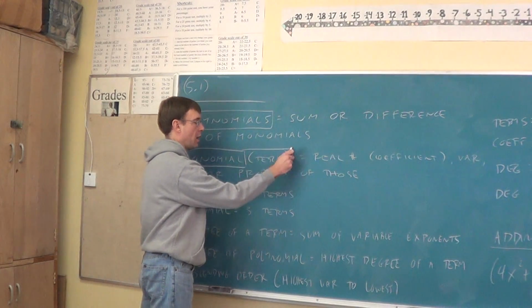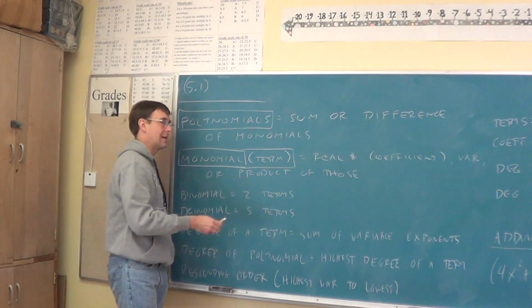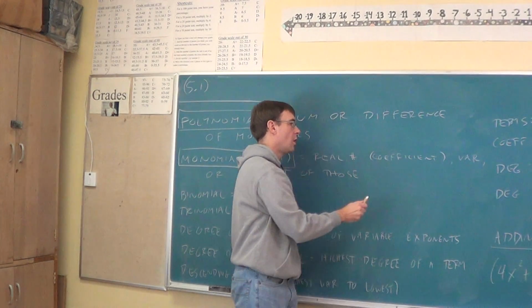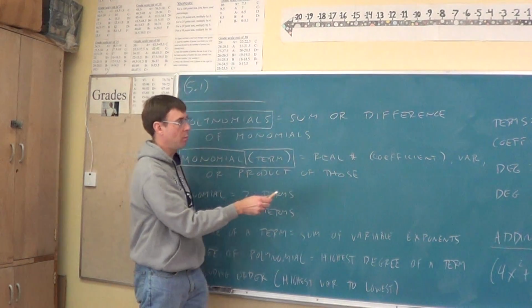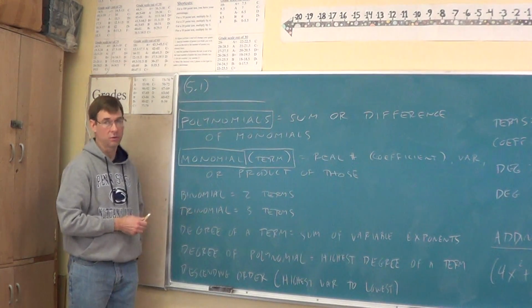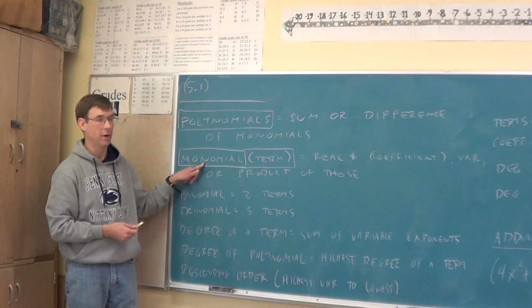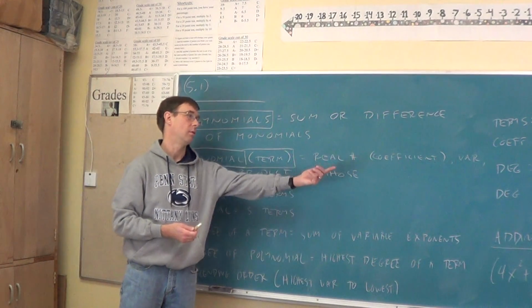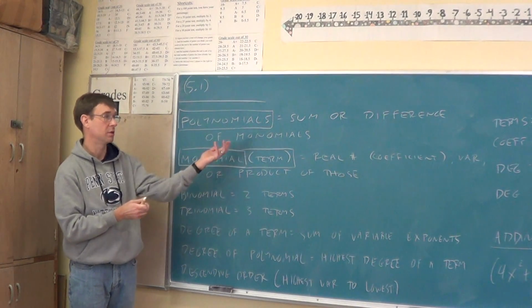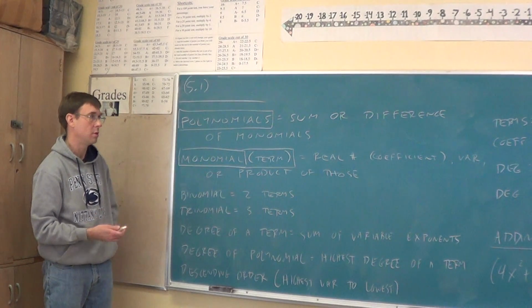Monomials can also be called terms. Those are synonym words. What a monomial or a term has is a real number, which is often called the coefficient, or it can have a variable, or it can have a product, meaning we multiply those together. Like 7 is a real number, so that's a monomial. X is a variable, so that's a monomial. Or 7x is multiplying real numbers and variables. It's the product part of this. That's also a monomial. So monomials are called terms.